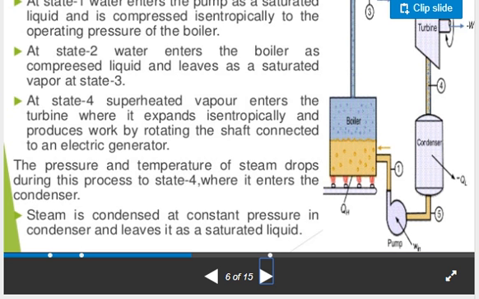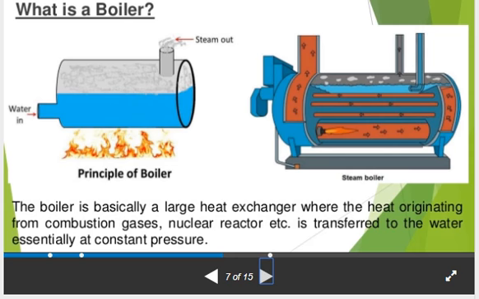In the condenser, what happens there? In the condenser, heat is rejected by the steam and gained by the water. The steam is condensed at constant pressure in the condenser and leaves it as a saturated liquid. These are the functions of the different components shown in this figure. Then we discuss what a boiler is. The boiler is basically a large heat exchanger where the heat originating from combustion gases, a nuclear reactor, etc., is transferred to the water essentially at constant pressure.